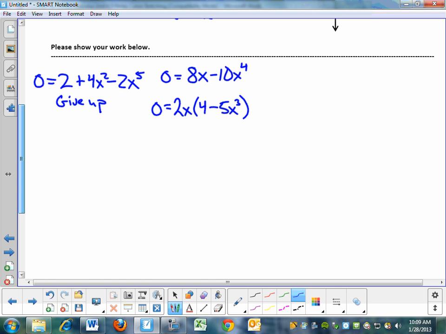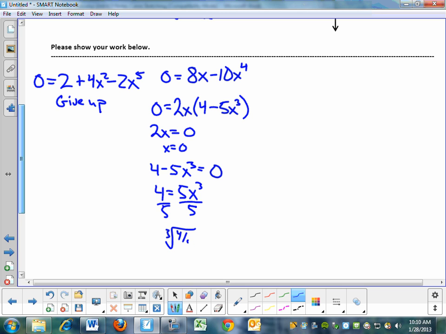So we set both of these pieces equal to 0. 2x equals 0, and 4 minus 5x to the third equals 0. What is one of my solutions? 0. And the other one, I'm going to write 4 equals 5x to the third. If I divide by 5 and take the cube root, I end up with the cube root of 4/5 is equal to x.